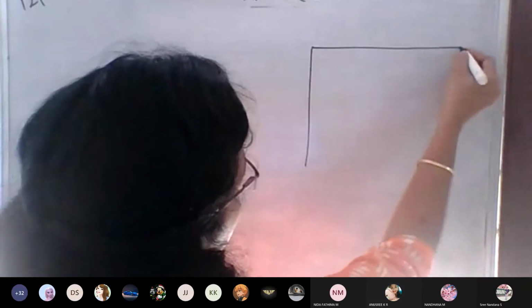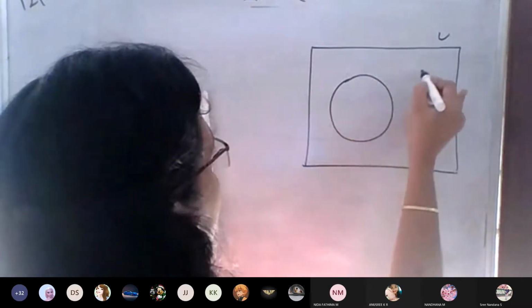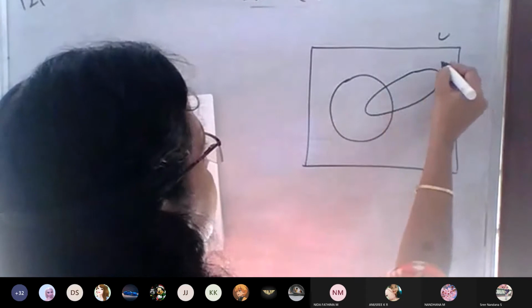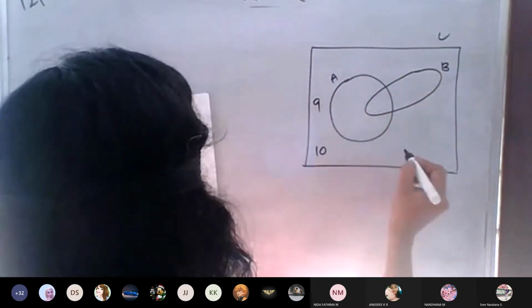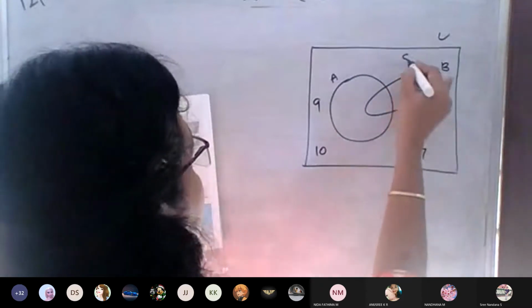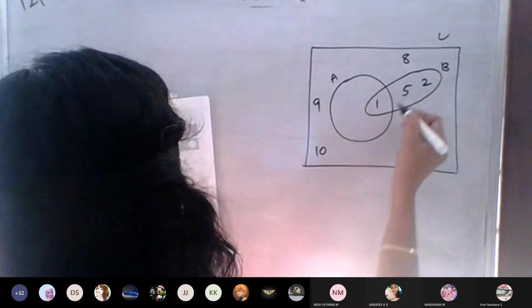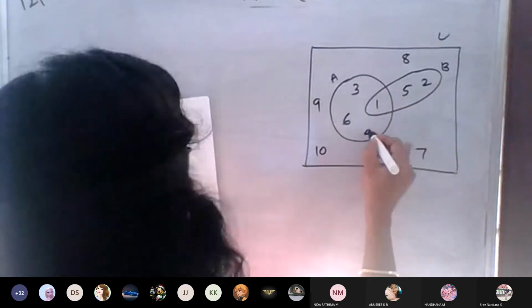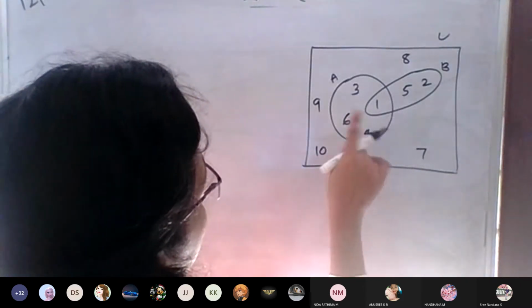This is the universal set. Then a circle like this way and then one more oval shape. Here this is written as B and here A. Outside 9, 10, 7, then 8 is also there. Then here 1, 5, 2. Then 3, 6, 4. So 1, 2, 3, 4, 5, 6, 7, 8, 9, 10.